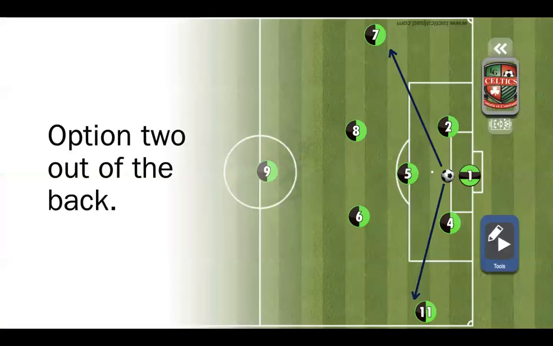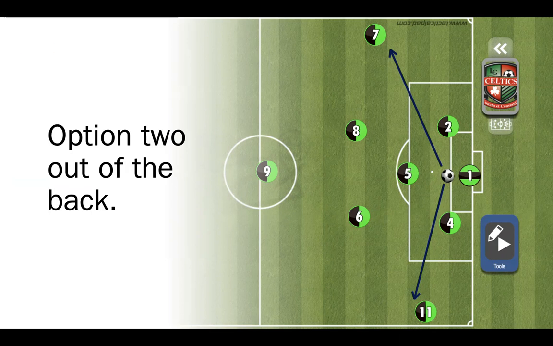Then we'll move on to our option 2. If the goalkeeper feels that there's too much pressure coming our way, and it's too much of a risk to play to that first option, we have that second option, which is a direct option to our outside mids, so our left mid and our right mid. A lot of the players may not have a big enough kick for that, and that's okay. But that's an option that we try to explore.